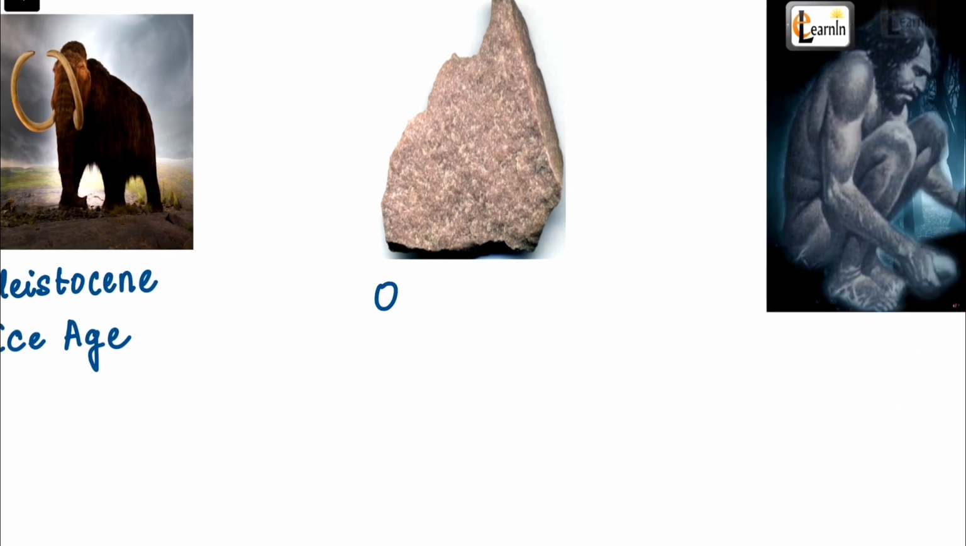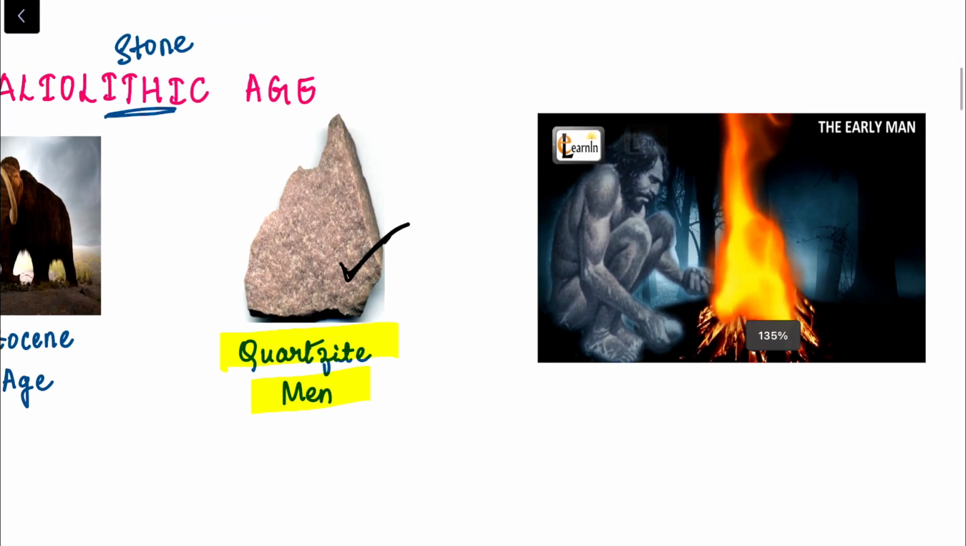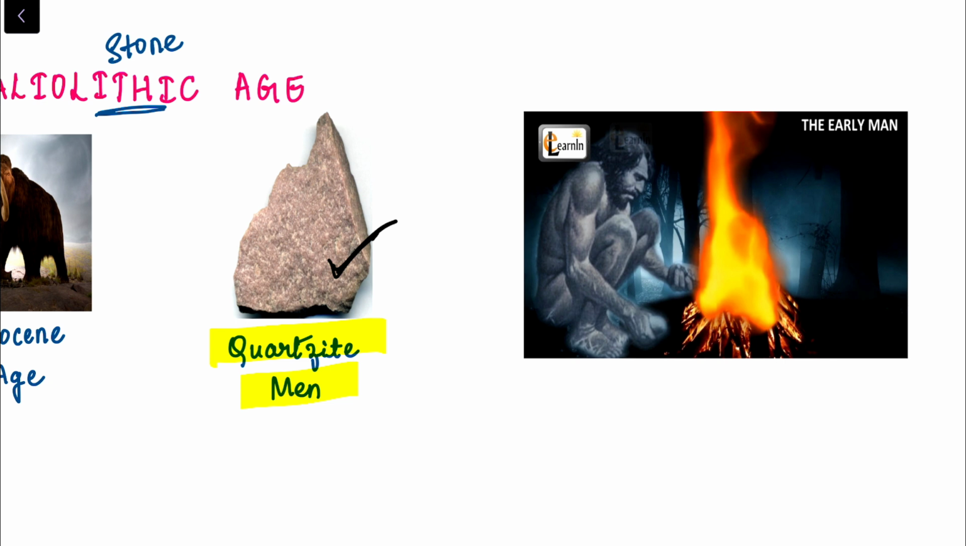Here the men used quartzite for making tools, hence the Paleolithic Age people are also called quartzite men. This is important. The Paleolithic Age people are also called quartzite men because they used quartzite for their tools. In the Paleolithic Age, the people were also known to use fire.